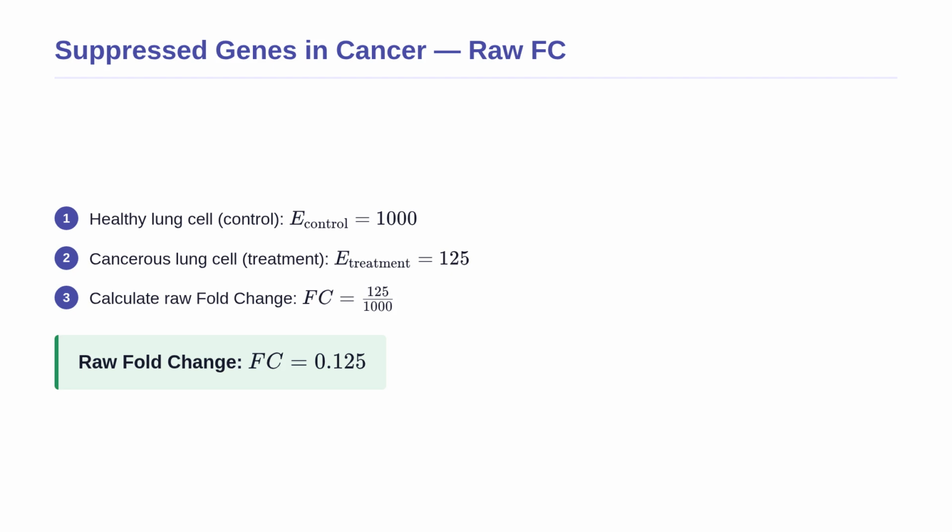We are asked to calculate the raw fold change to quantify this suppression. We use the fold change ratio, dividing the treatment value of 125 by the control value of 1,000. This gives us a decimal of 0.125, which is exactly equivalent to the fraction 1/8. Physically, this confirms that the protective gene's activity has been severely reduced, operating at only a fraction of its normal capacity in the cancer cell.